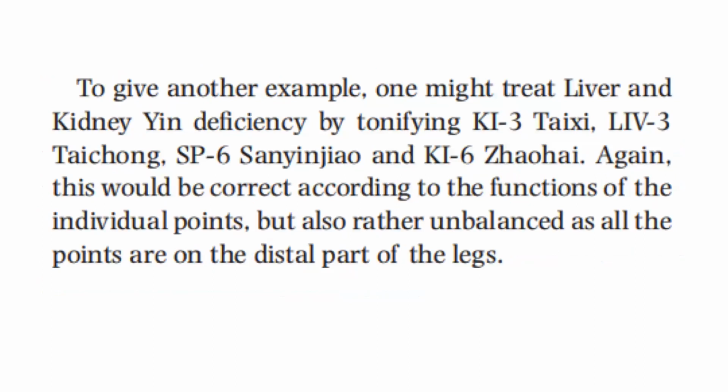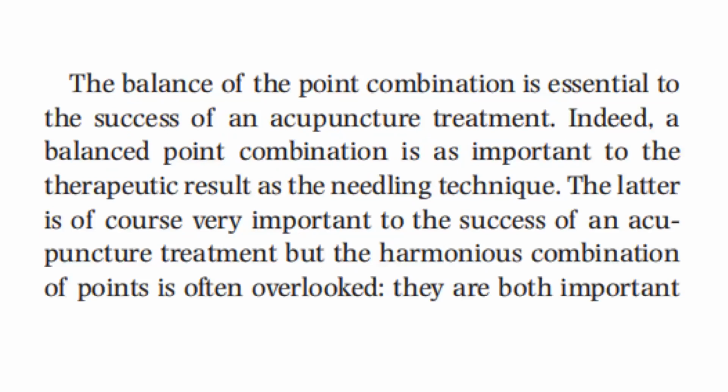To give another example, one might treat liver and kidney deficiency by tonifying kidney 3, liver 3, spleen 6, and kidney 6. Again, this would be correct according to the functions of the individual points, but also rather unbalanced as all the points are on the distal part of the legs. The balance of the point combination is essential to the success of an acupuncture treatment.